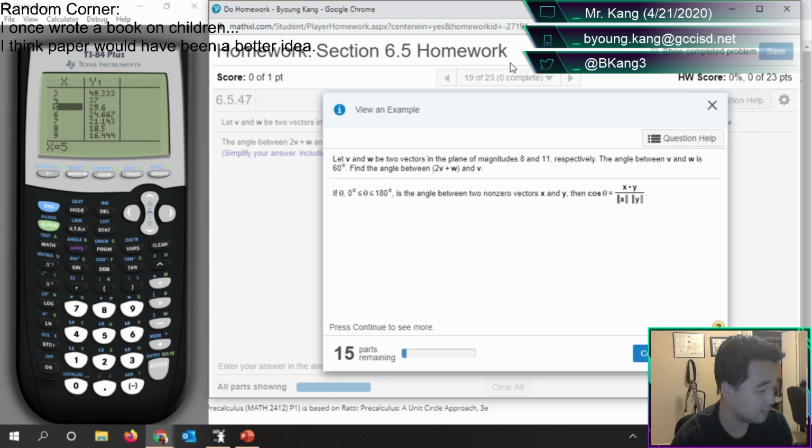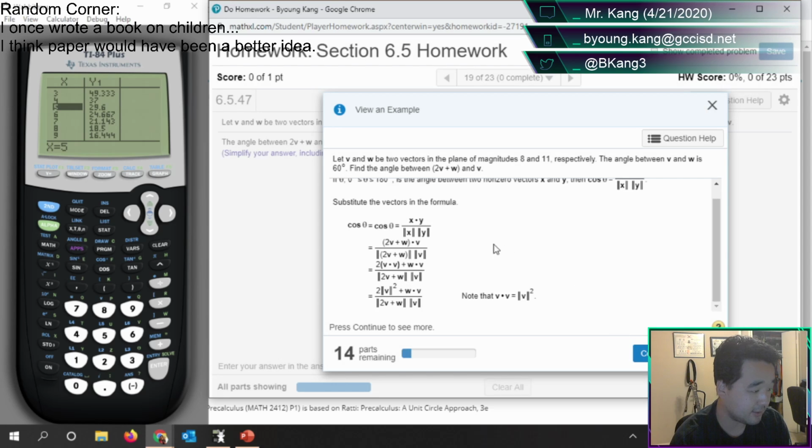Oh, look. Okay, so the view and example has 8 and 11. They still use 60 degrees, and then it's the same setup for the problem. So first thing they do is they substitute all the vectors. Your first vector is 2v plus w, so x gets replaced with that. Y gets replaced with v, same thing down here.